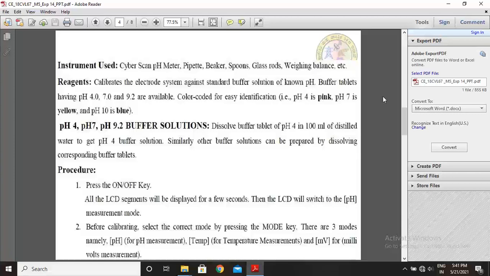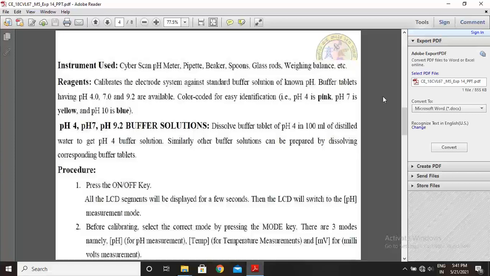Here for this pH meter, the first step is to press the on/off key. All the LCD segments will be displayed for a few seconds. Then the LCD will switch to the pH measurement mode.